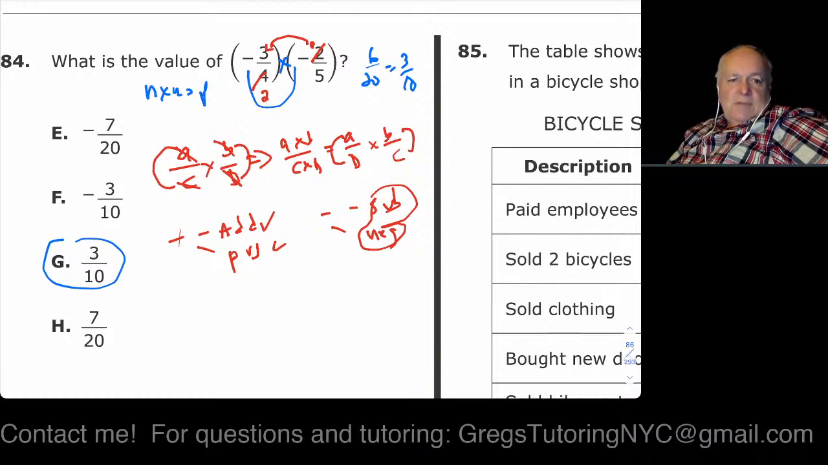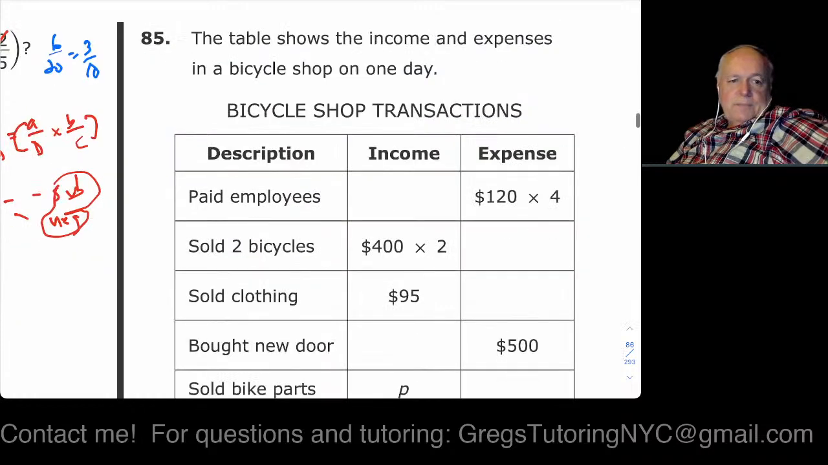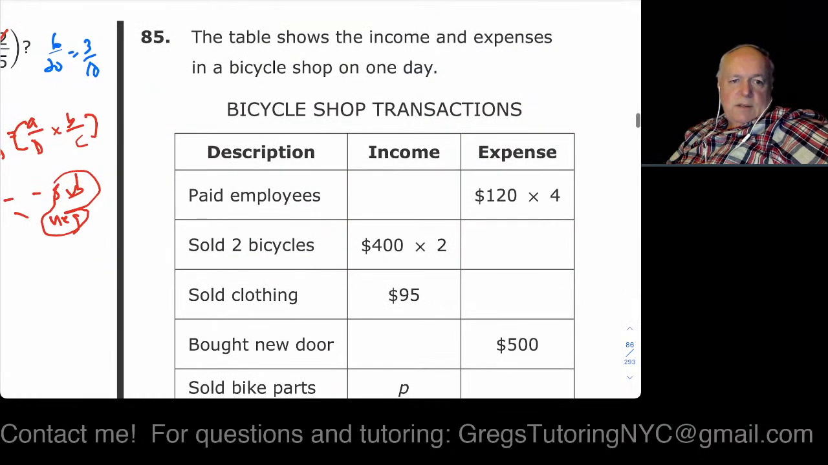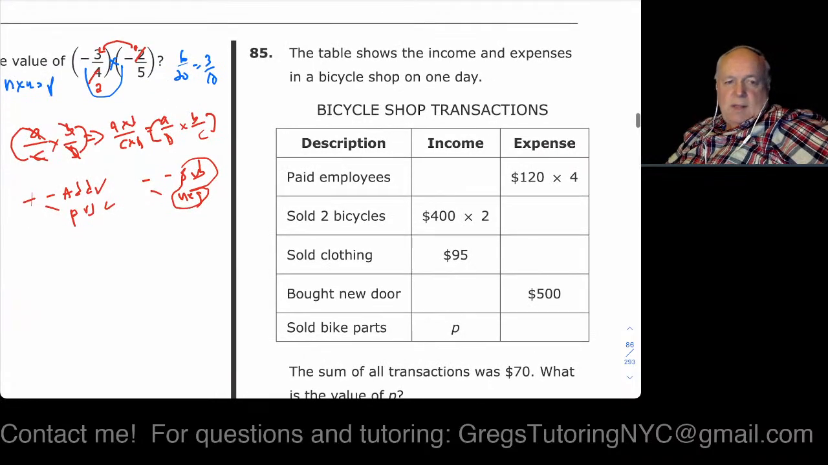All right, that's 84. Now 85. So let me shrink this down. The table shows the income and expenses in a bicycle shop on one day. So these are transactions. The description: they paid an employee, they sold 2 bikes, they sold clothing, they bought a new door, and they sold 2 bike parts.